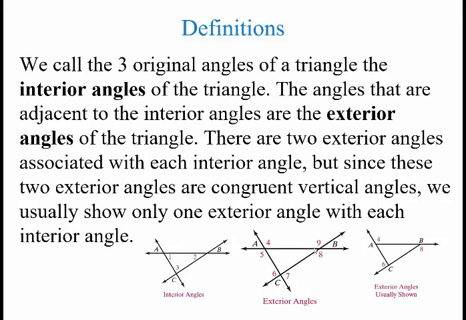6 and 7, 8 and 9, we usually only show one exterior angle with them, like this over here, because there's no reason to extend this line here and then have another angle which is the same as 6. So exterior angles are only shown with one, even though there's two of them.